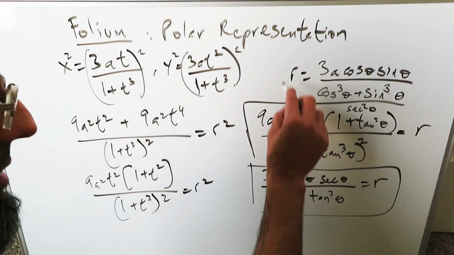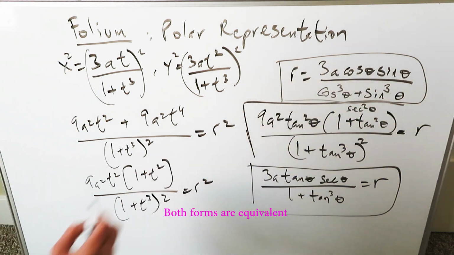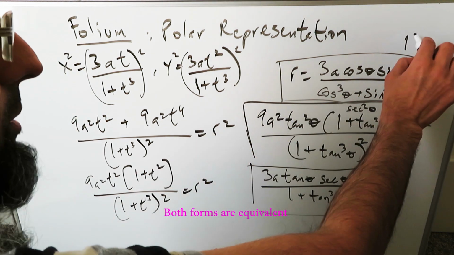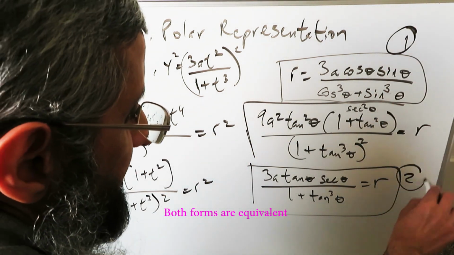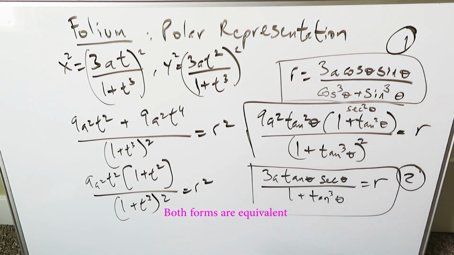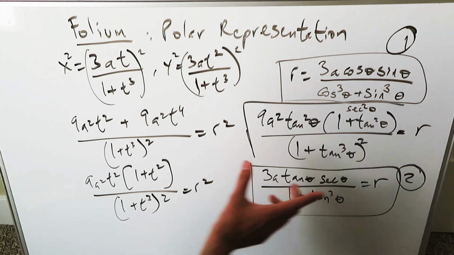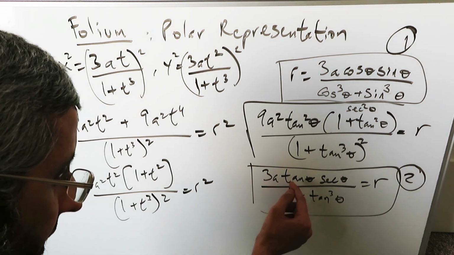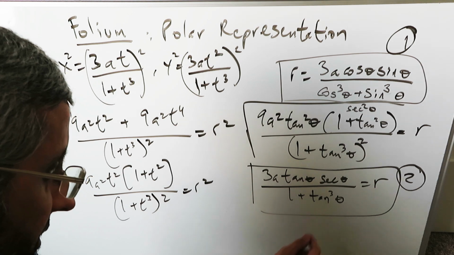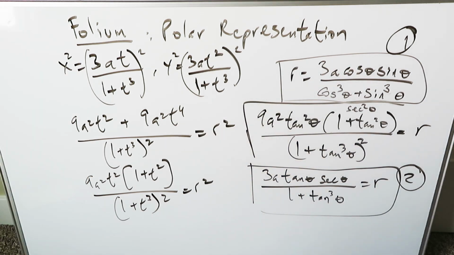So this right here is your other polar form. This here was your original polar form. You have two forms, form number 1 and form number 2. These are your polar representations of the folium. Form number 1: r equals 3a cosine theta sine theta divided by cosine cubed theta plus sine cubed theta. Form number 2: r is equal to 3a tan theta secant theta divided by 1 plus tan cubed theta. And those are your two representations. These are your polar forms of the Folium of Descartes. And that's it. Thank you for watching.